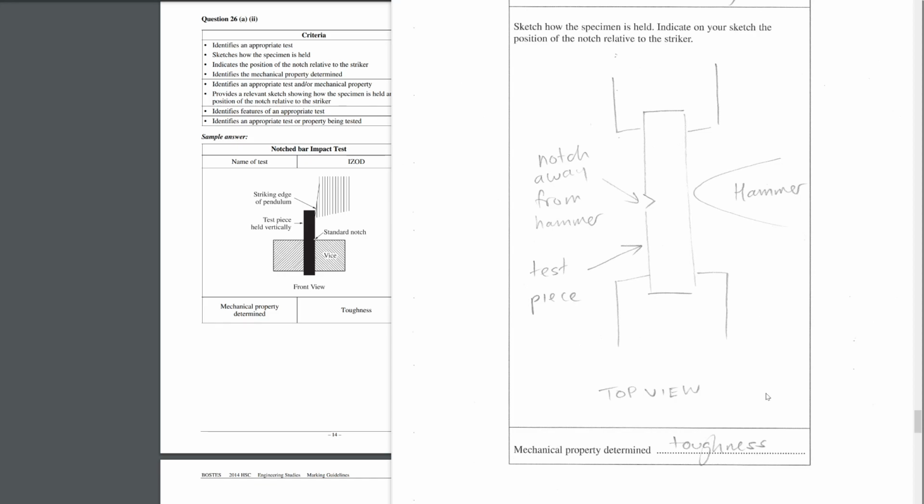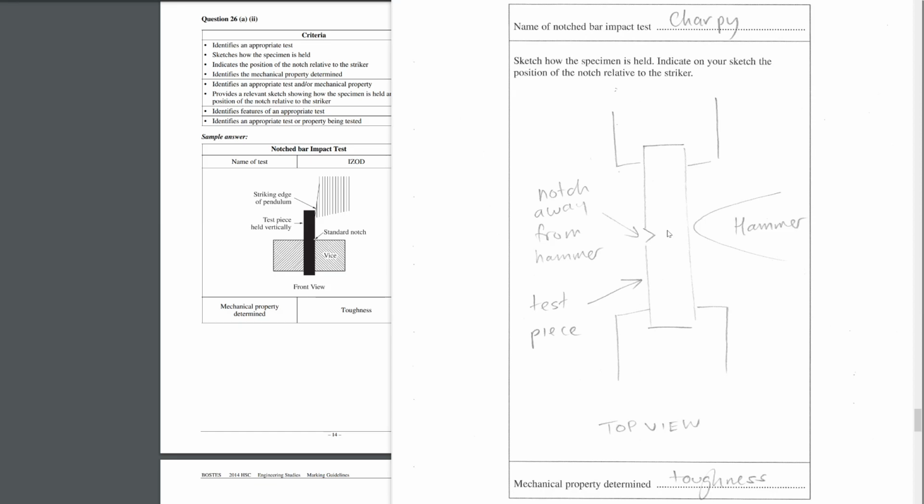I remember the scandal that was the Charpy test. I don't know why this question was such a scandal. I'd only just started teaching, so for me it didn't seem particularly scandalous. But what have I got here? Four marks. One mark for identifying a test: Charpy, boom, you get one mark. The second mark is for showing where the notch is relative to the hammer.